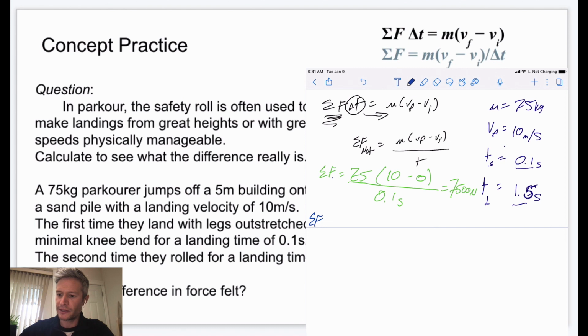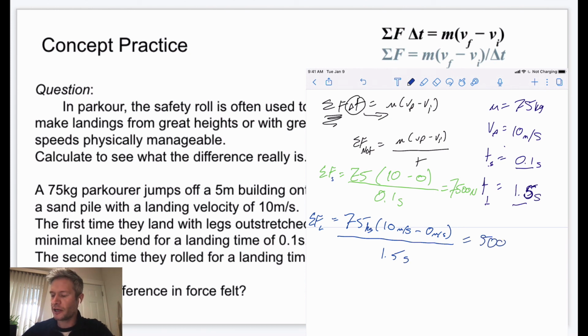Okay, let's look at our second scenario. So let's say that was the short, this will be the long. Still 75 kilos, still 10 meters per second, minus 0 meters per second to start. And that's all going to be over 1.5 seconds. And we crunch those numbers, and what do we see? 500 newtons. So that's very, very significant as far as how many times less of a force our parkourer experiences by doing a soft rolling landing by drawing out the time.